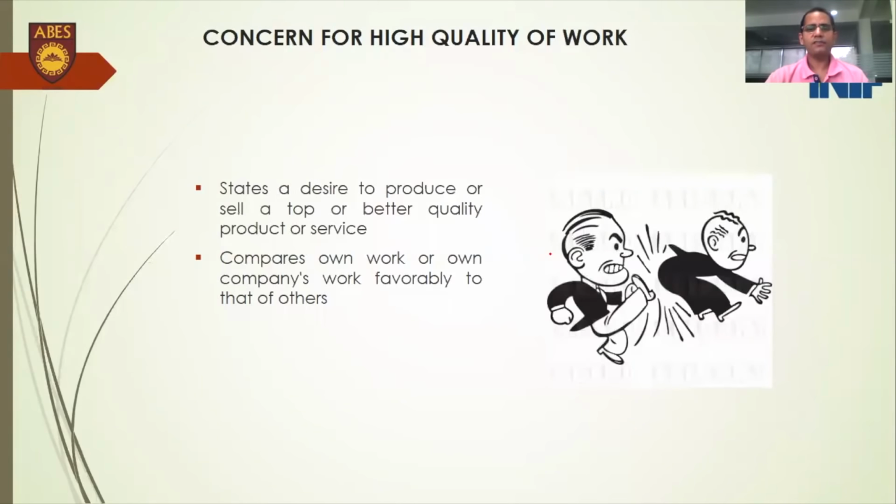Right. Concern for high quality of work. I still remember Colgate is still coming in the market. There are many other products which were thrown out of the market. There are many good Indian products which still remain in the market. Many products came into the market and were quit or thrown back by the consumers and customers. So quality is always sustained.